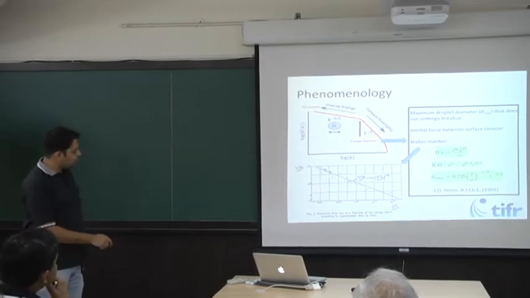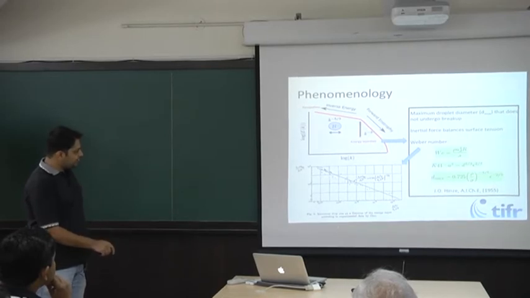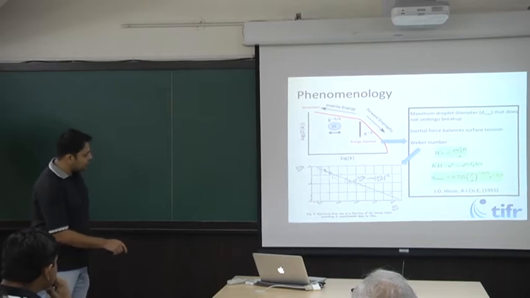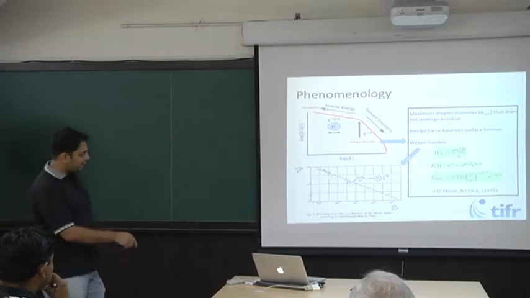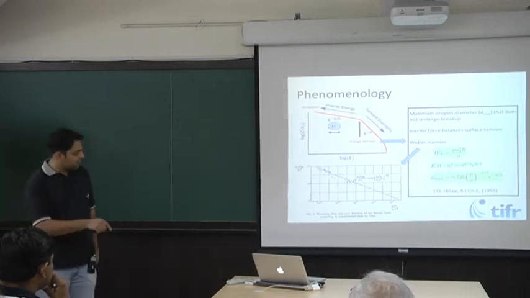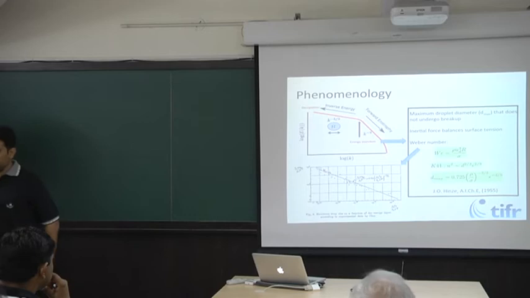What he showed is that if he measures droplet diameter versus the energy dissipation rate, then over 2, 4, 6, 8, around 8 decades, the prediction works very well. The black line is the prediction from this theory, which was given by Hinze, and the dots are the experimental data.